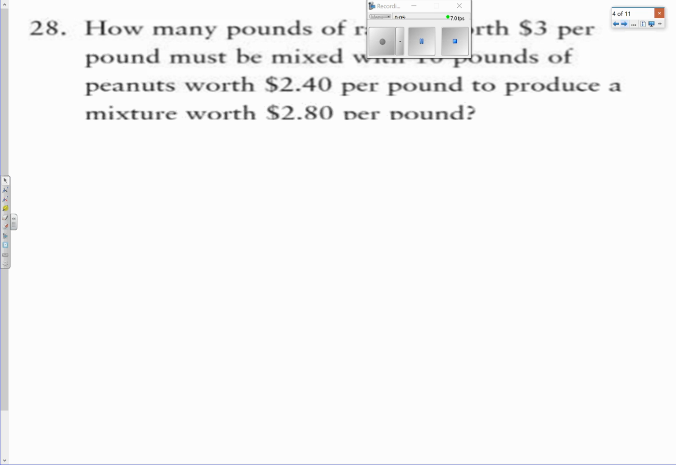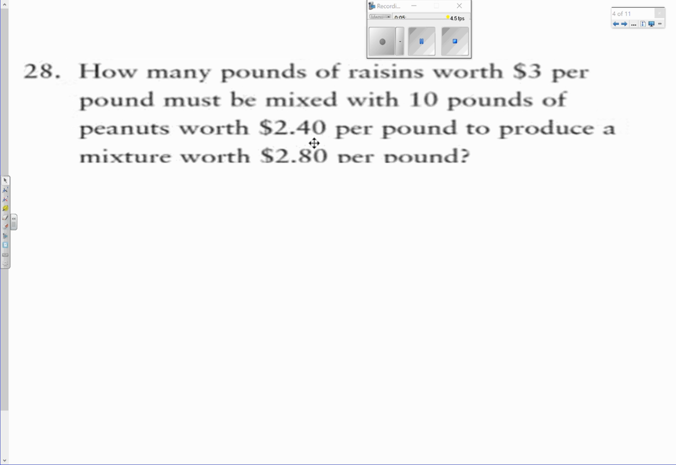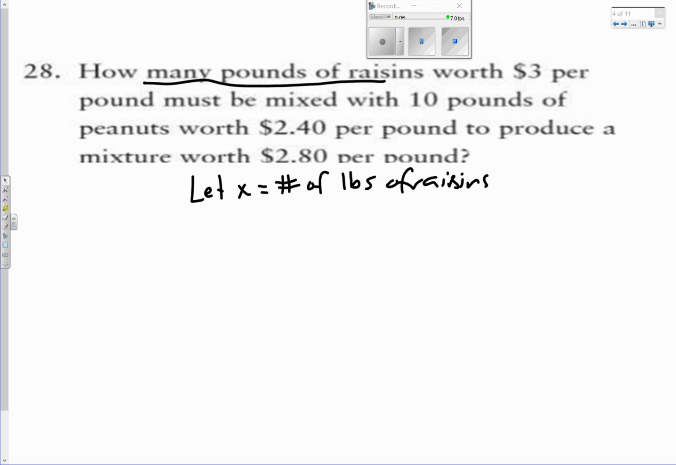So how many pounds of something, right? Peanuts or whatever it is, that's worth $3. Let's see, does this move down? Yeah, here we go. How many pounds of raisins worth $3 per pound? So now we want to find the number of raisins. So let's just go ahead and let X equal the number of pounds of raisins. You have to forgive my writing, I'm writing kind of quick. And these are at $3 a pound.